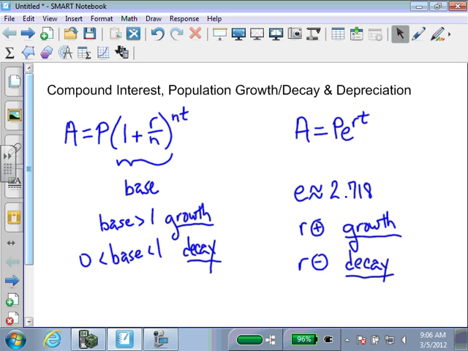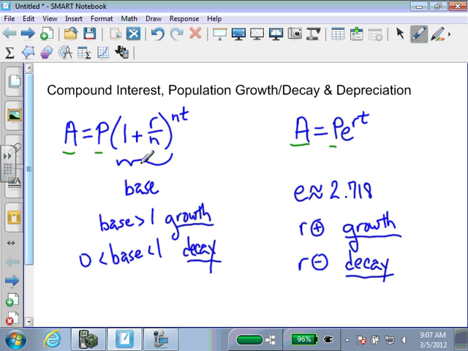Let's begin with A. A is our final amount. What will we end up with? P is our initial amount. What did we start with? How much money did we invest? How many people currently live in the place that we're talking about? What is the price that you paid for your automobile or your iPod?